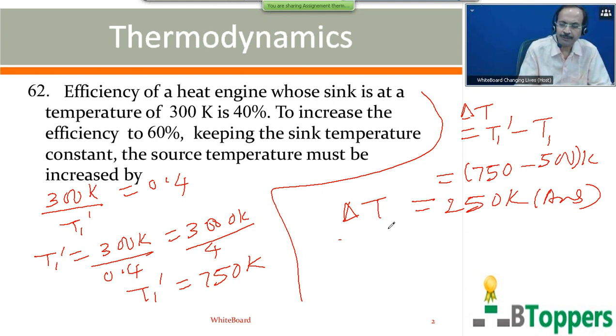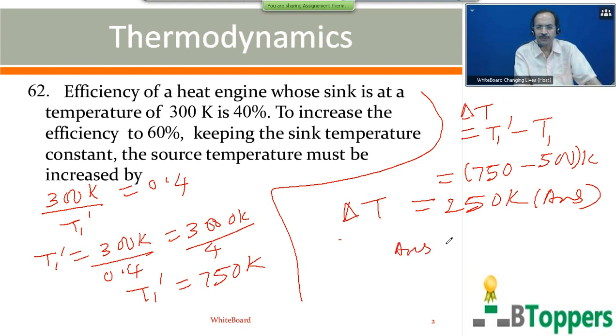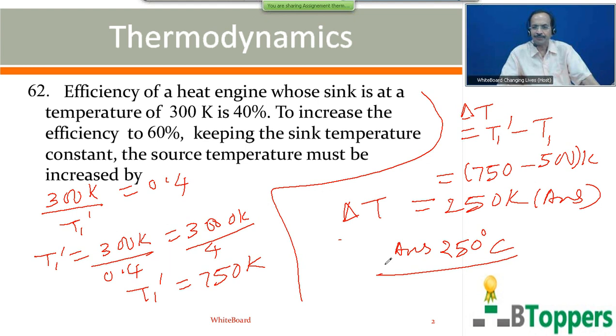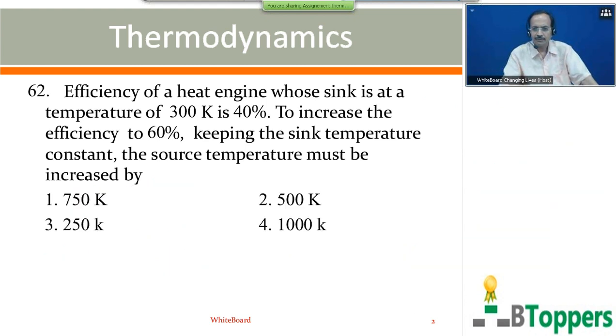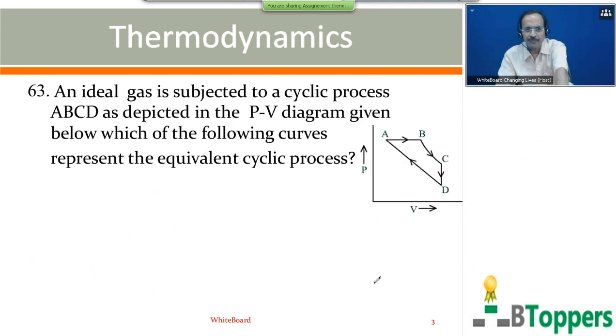Of course, an increase in temperature on the Kelvin scale is numerically the same as an increase in temperature on the centigrade scale. So therefore you can also say that the temperature of the source has to be increased by 250 degrees centigrade. If you want to copy the working, please take a pause and copy the working. So for question number 62, which I have just discussed, the third option is the answer. Look at question number 63.